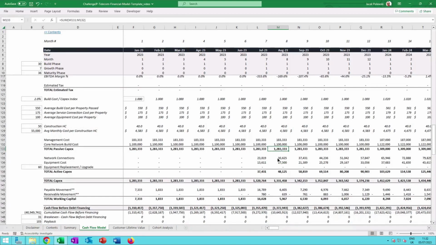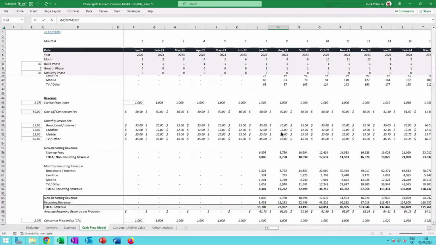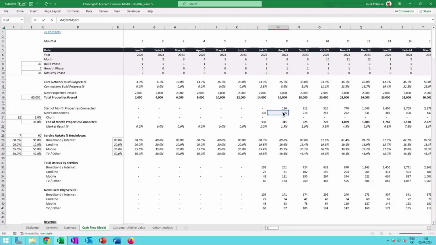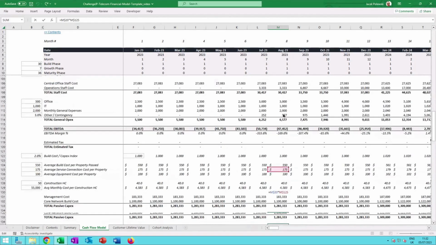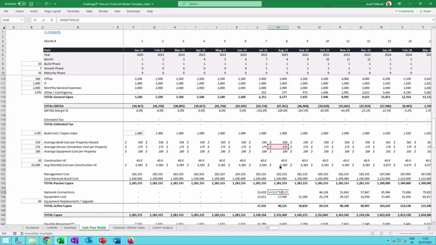And then you will see that we have calculations of the network connections. So this is that figure here. For example, we're assuming that it will cost on average $175 to connect a property to that core network. And in order to forecast this figure, I need to take that 175 and multiply it by the number of new connections. So here again, the driver will be the number of connected homes.